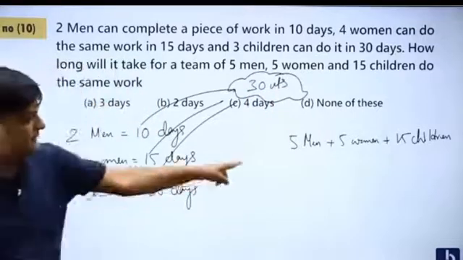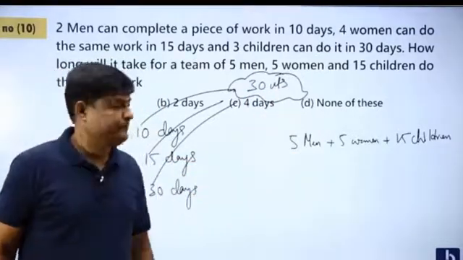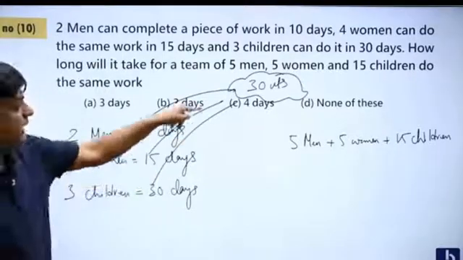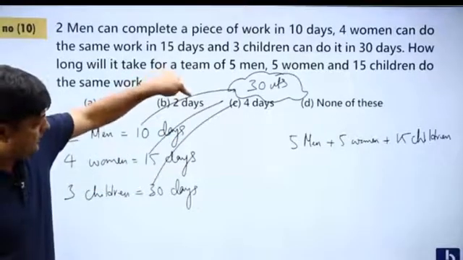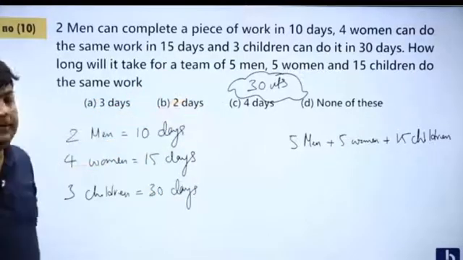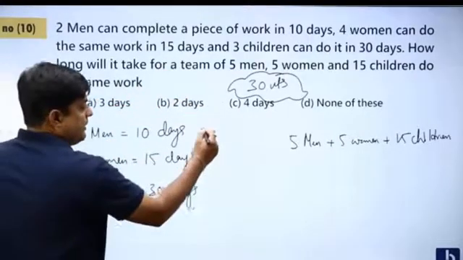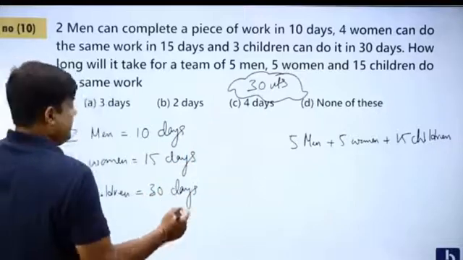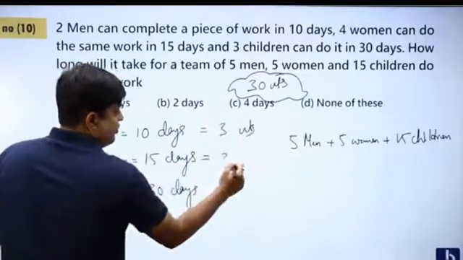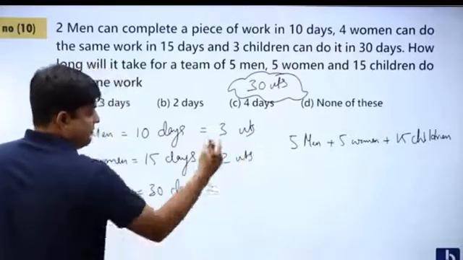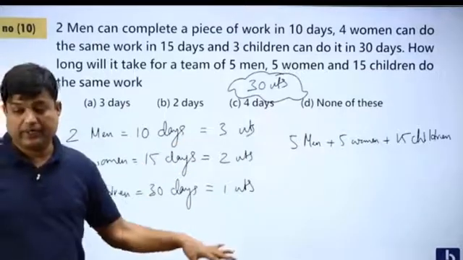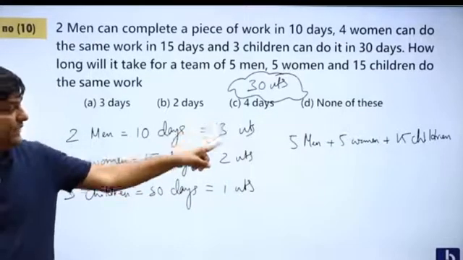Never add the days, sir. Always do combined work. I want to do combined work. Listen everybody. A 10, B 15, C 30. LCM of all these is 30. So per day, A does 3, per day B does 2, per day C does 1. Now after doing this, you all know that this is very simple. 3 days, 2 days, 1 days.